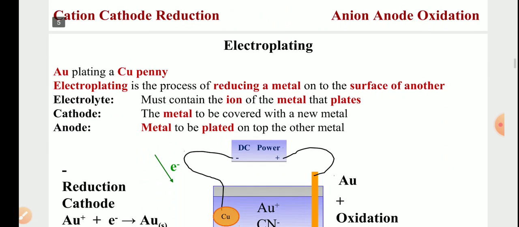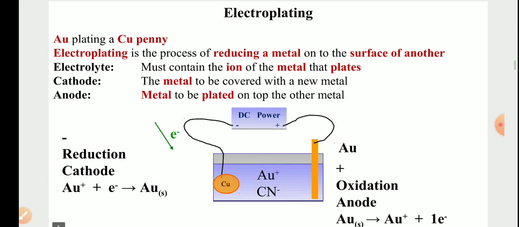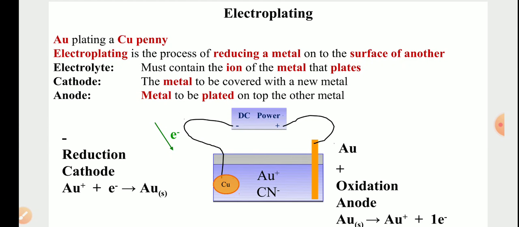Now, another very important application of electrolysis is electroplating. Electroplating is that by means of electrolysis, we can make a layer of another metal on a particular metal. So we make a layer on a metal surface with another metal and protect the first metal from corrosion, or sometimes to make it look good.